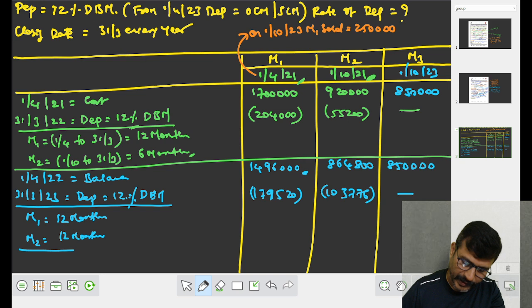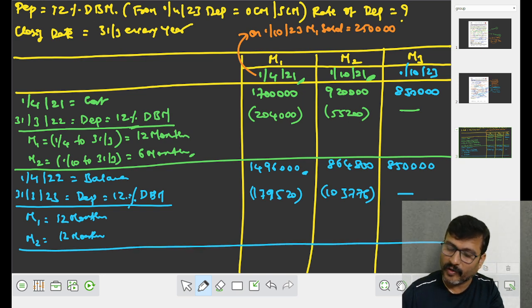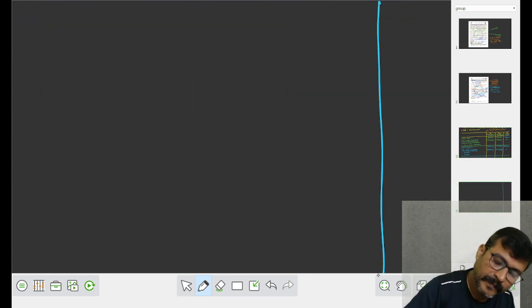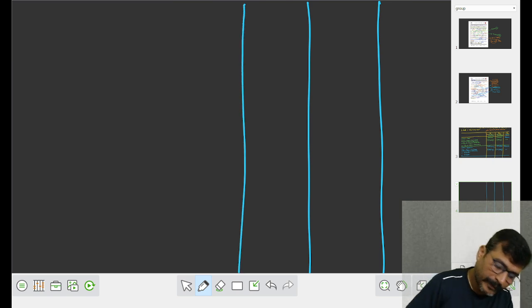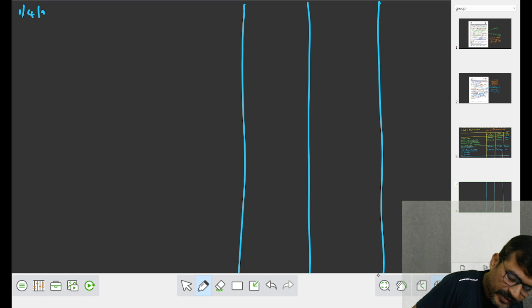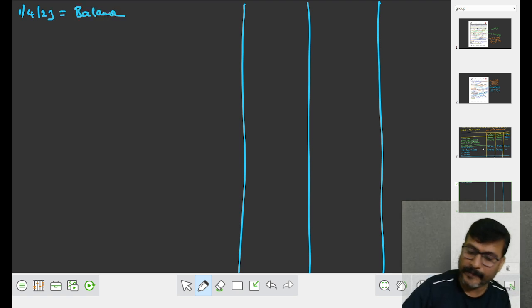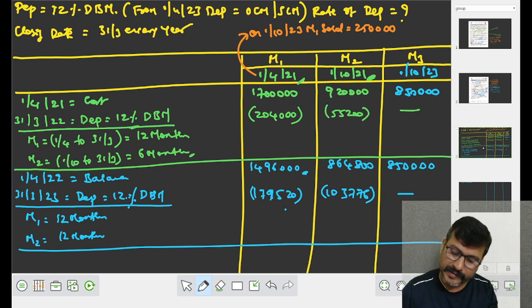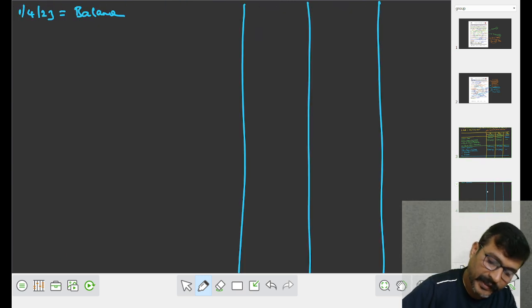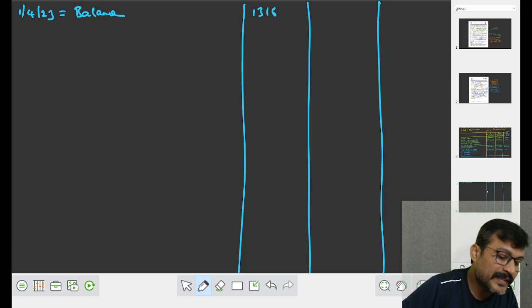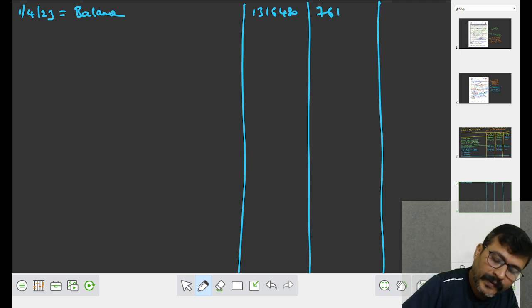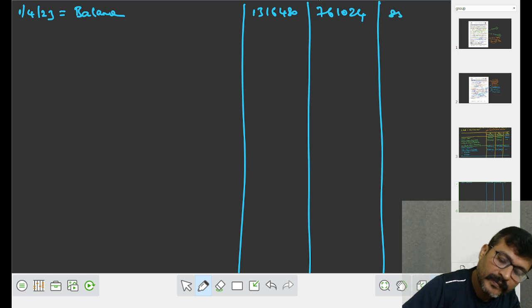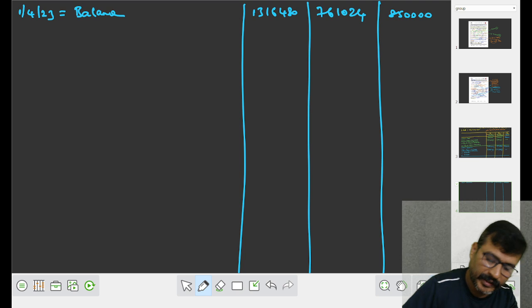Now you work out a balance. I go for next page. The balance is on what date? On 1st April 23. I write the balance. Subtract these two numbers. It comes to rupees 13,16,480, and 7,61,024. It remains same, 8,50,000.